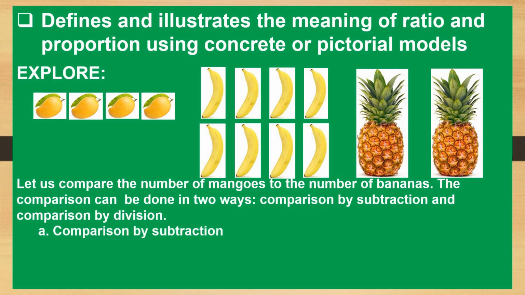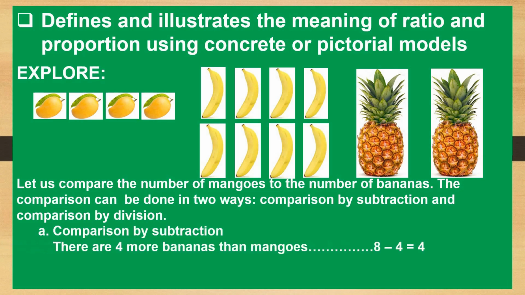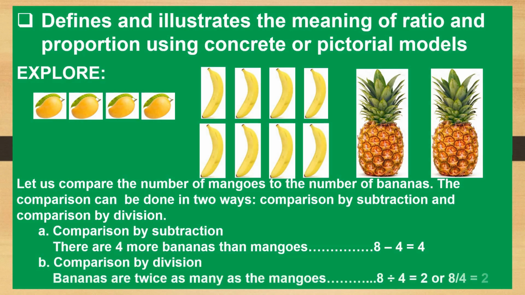Let's start with comparison by subtraction. So there are 4 more bananas than mangoes. That is 8 minus 4 is 4. Where did you get that 4? Subtracted from 8. That is 4, the number of mangoes. Let's have comparison by division. So we're going to compare by dividing bananas by mangoes. Because there are 8 bananas, you're going to divide 8 bananas by 4 mangoes. So your answer is 2. Or that is 8 divided by 4 is 2, or 8/4 is 2.